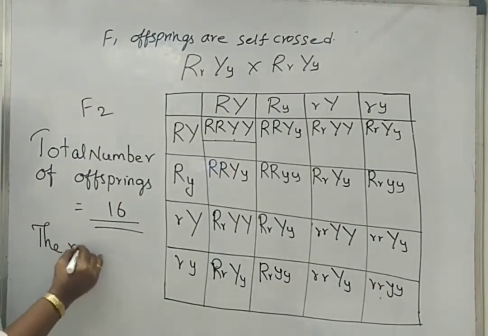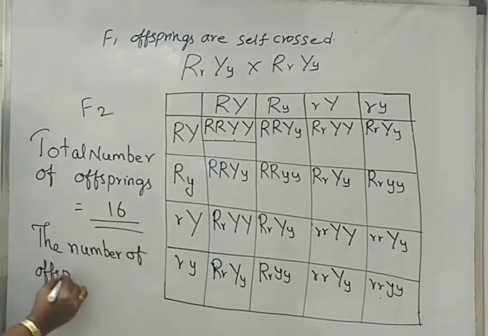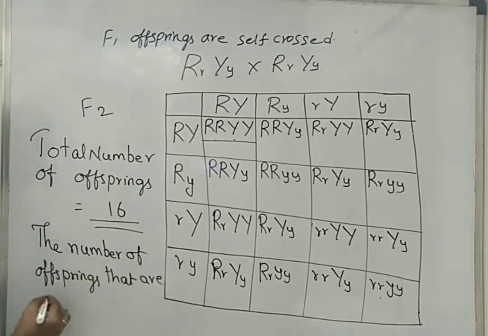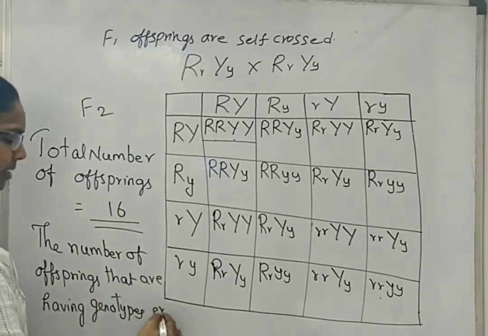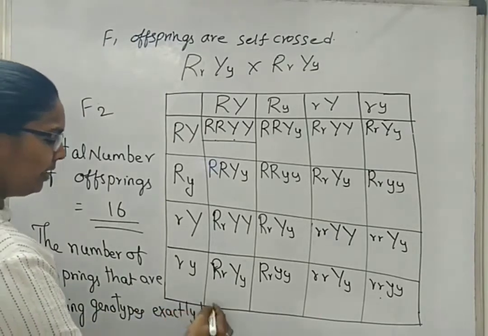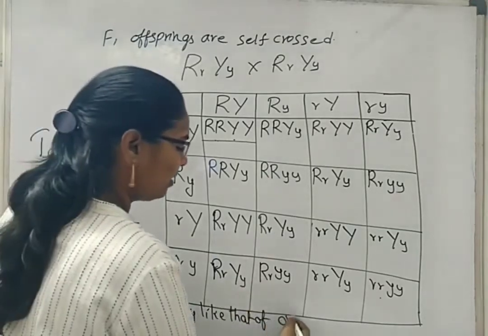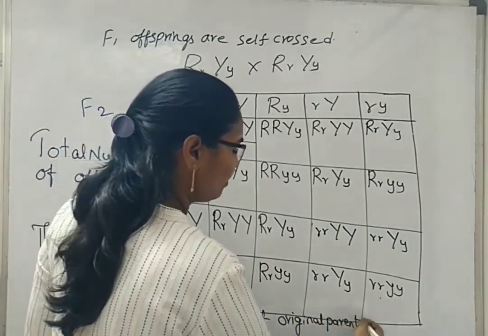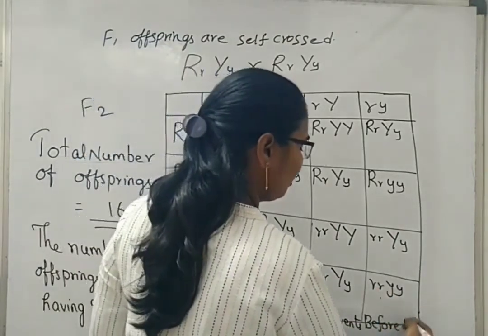The number of offsprings that are having genotypes exactly like that of original parents, before F1 generation.